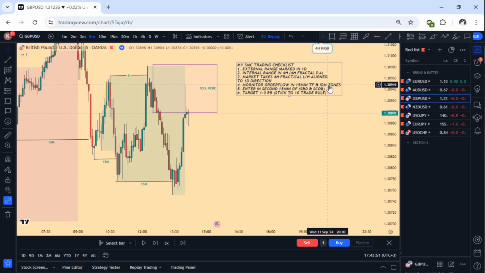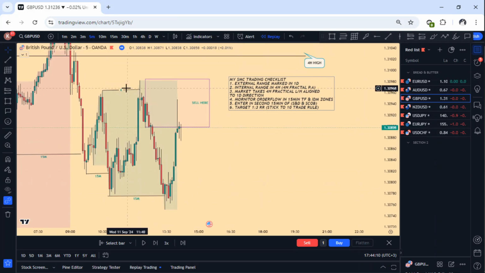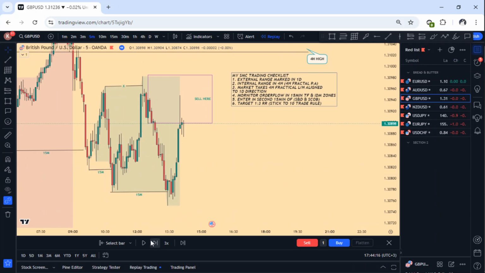Then what next? We mark supply IDM zones already taken. So after IDM was taken, if this was to remain IDM, it means this was to be taken. But if this one pushed down somewhere here, then caused a break of structure up here, it means 4 hours fractal low would have not been taken, and therefore this would just be a break of structure, and then this would be an IDM. So get that clearly. So let's see.